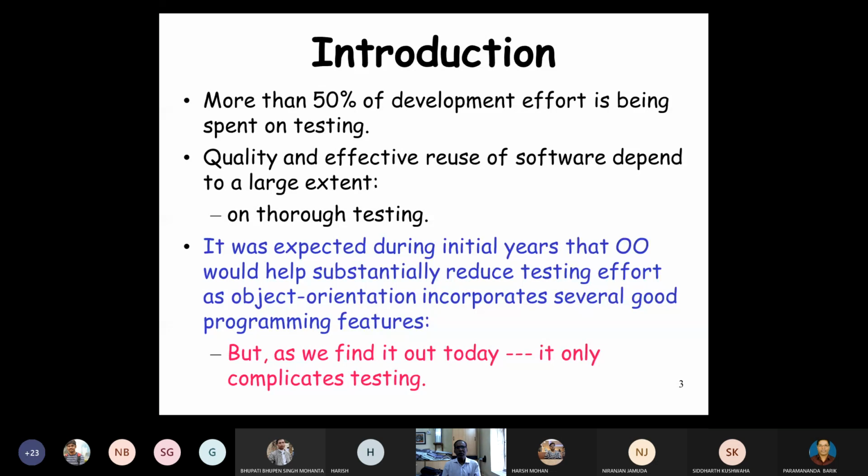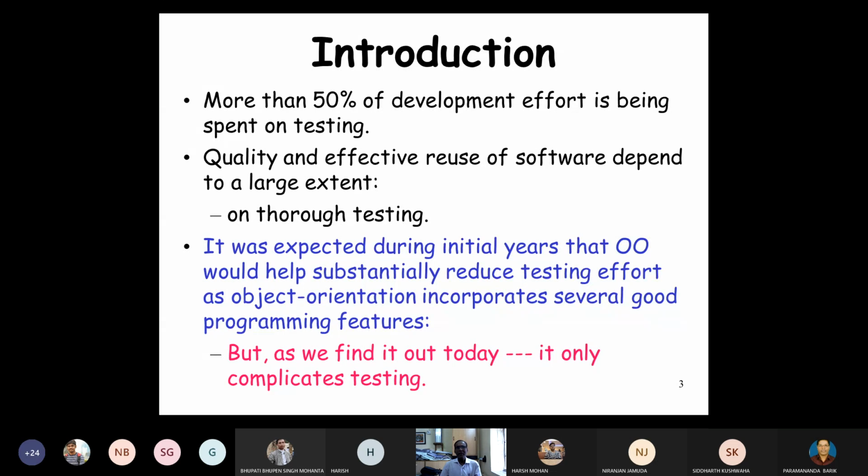These are some of the good, important programming features of object-oriented programming languages, which are not there in traditional procedure-oriented programs. So initially, it was thought that due to the presence of these features, object-oriented testing would take less time and less cost. But as we find out today, it only complicates the testing. These good features do not reduce the testing cost, time, or effort. Rather, it only complicates the testing. It makes the life of the software tester much more difficult.